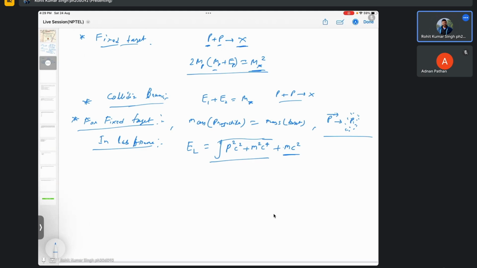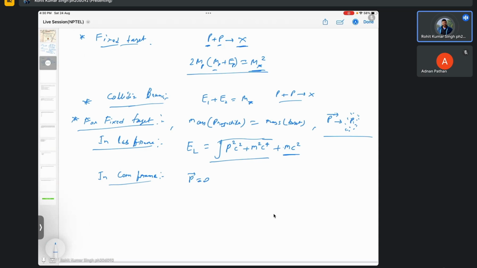Fine. Yes, sir. And in the center of mass frame, what is the center of mass frame? Do you know? How do you define the center of mass frame? I'm not completely sure about it, sir. So the center of mass frame is defined as the frame in which the total momentum, the 3 momentum, is 0. This is how you define the center of mass frame, basically.